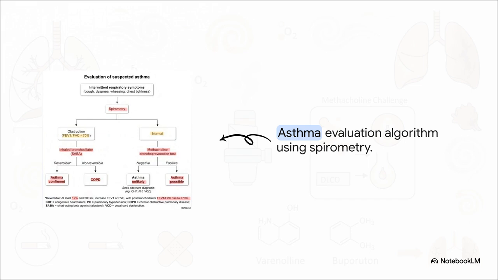Keep in mind, GERD can actually worsen asthma through increased vagal tone, bronchial reactivity, and microaspiration. Also, don't forget that anaphylaxis can totally mimic asthma if you happen to miss concurrent skin or GI clues.